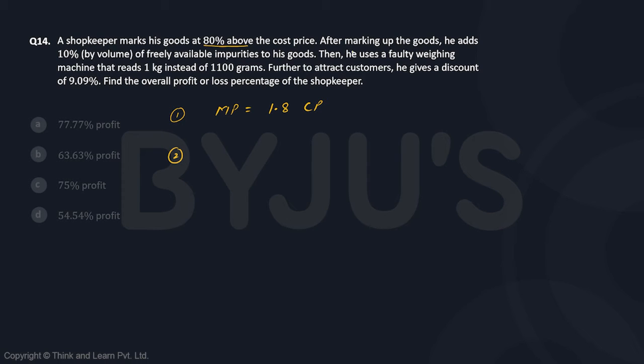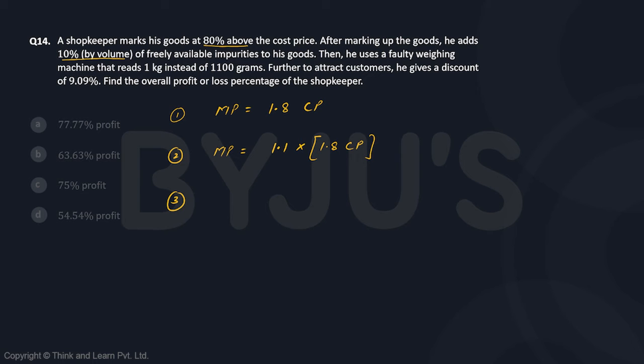Now after marking up his goods, he adds 10% by volume of freely available impurities. So impurities are freely available. So the volume will increase by 10% and hence the money that he will get against that will also increase by 10%. So we can say that the effect on market price will be an increase of 10%. Increase of 10% will have a multiplication factor of 1.1. 1.1 multiplied by the market price, that is 1.8 times the cost price. Okay, so this is the second effect.